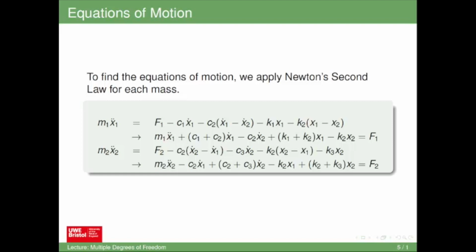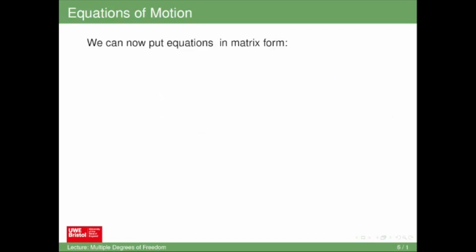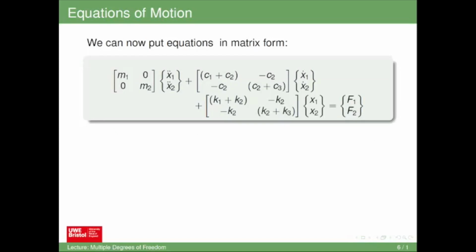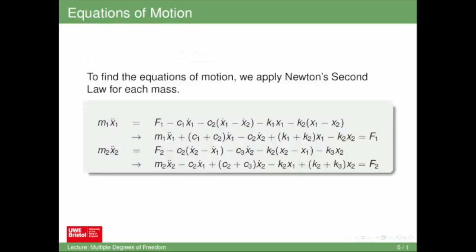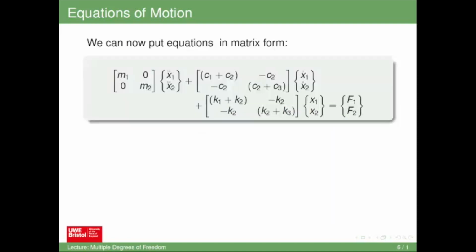Okay, so that's Newton's second law, and what you can do with that is put the equations in matrix form. If you take this line and this line, you can put them in matrix form, so that's what this next slide is showing. Take the first line: we've got m1 times x1 double dot, plus (c1 plus c2) times x1 dot minus c2 times x2, and (k1 plus k2) times x1 minus k2 times x2 equals F1. Okay, that was the equation.